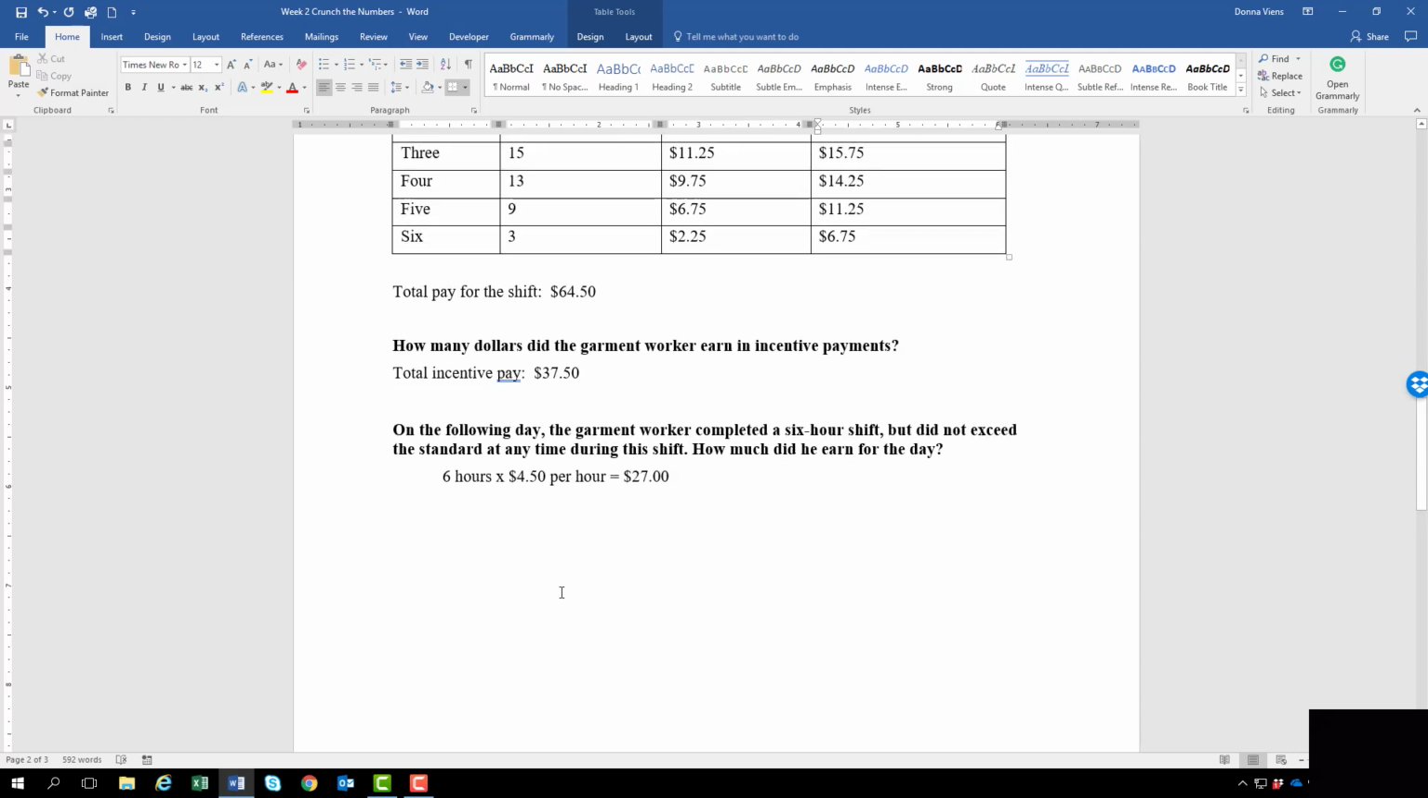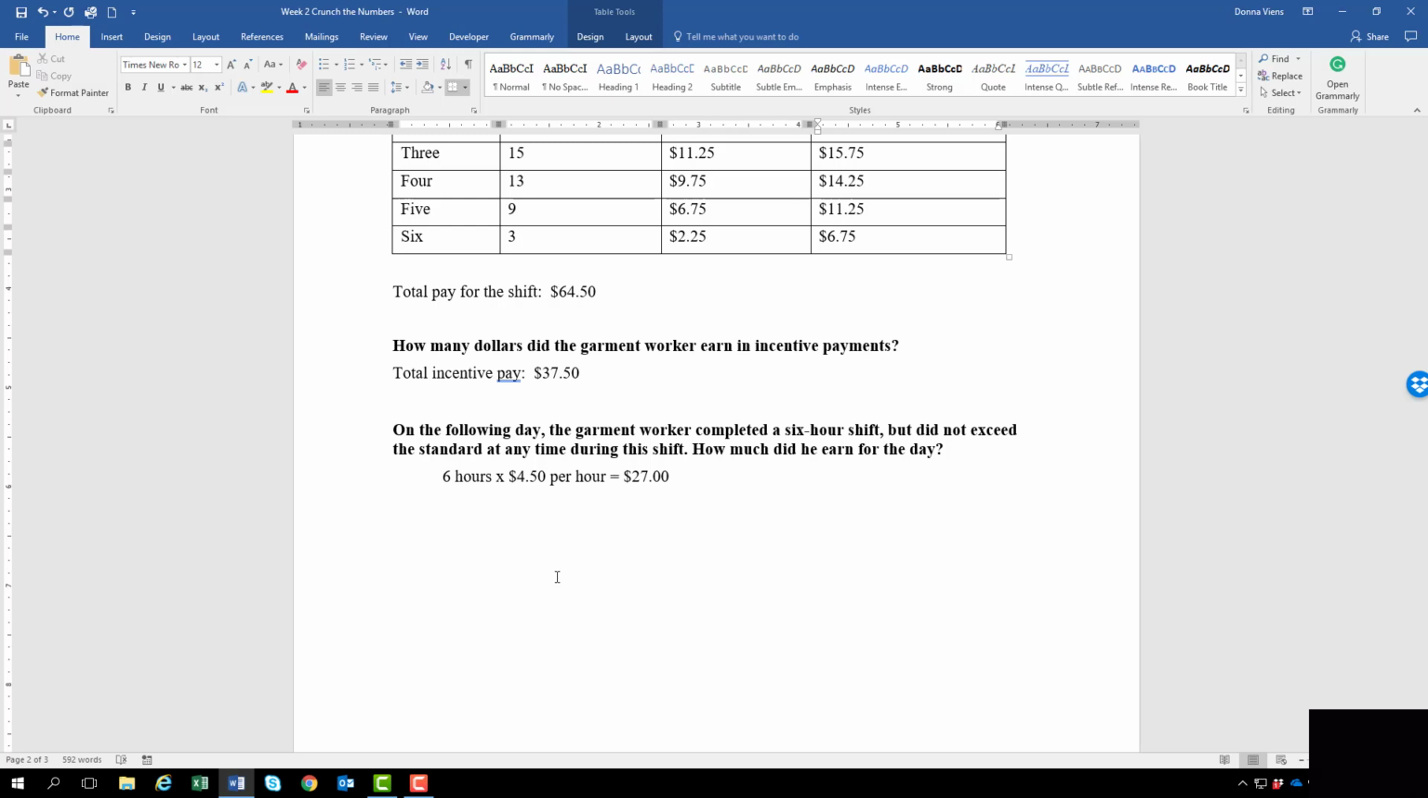And then it says on the following day, the garment worker completed a 6-hour shift but did not exceed the standard at any time during his shift. So how much did he earn? 6 hours times $4.50 per hour means he only earned $27 for that shift.